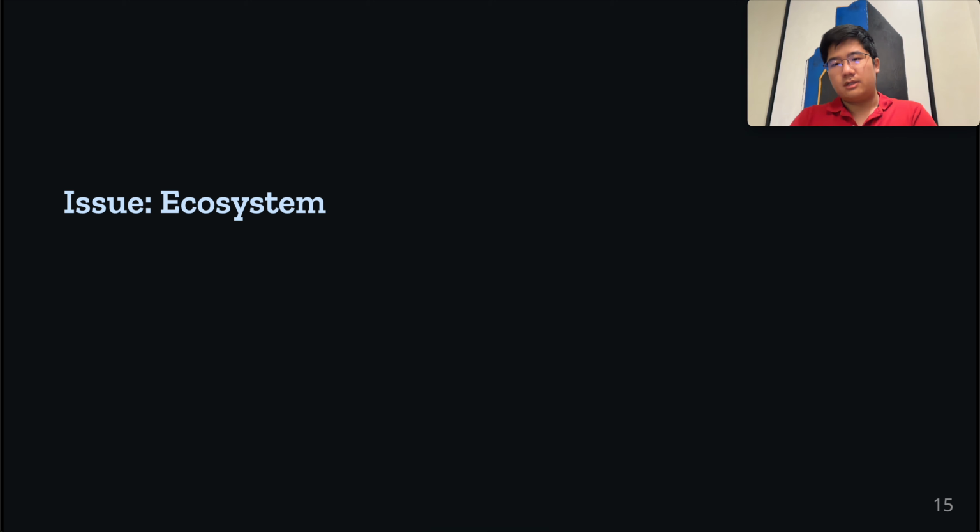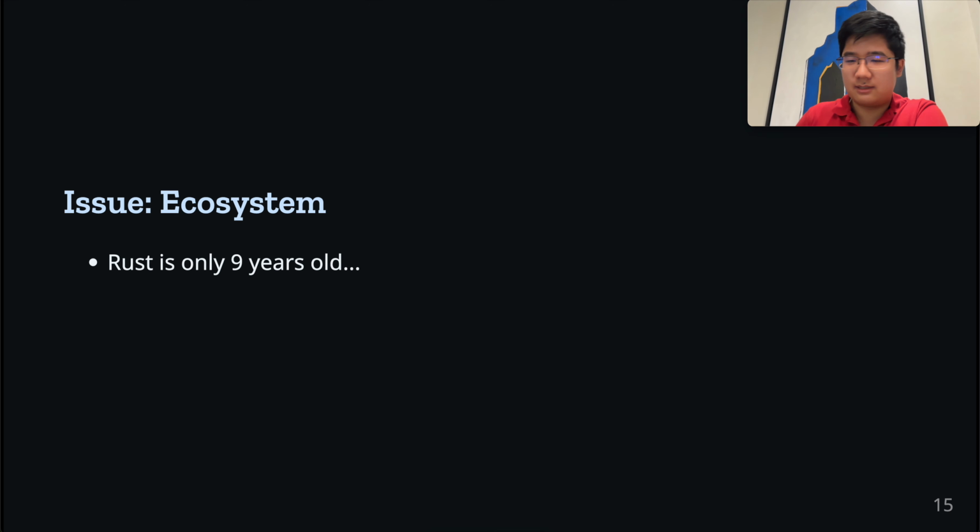Another issue is the ecosystem. Rust is only 9-10 years old. The amount of adoption is still nowhere near the adoption that C and C++ have, because those are such old languages. There are companies and people who have built so much software in them that the ecosystem is not as large.